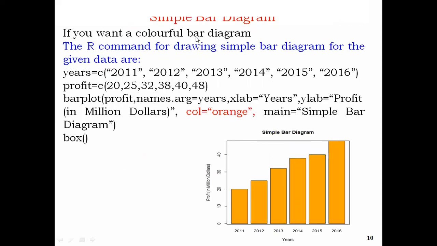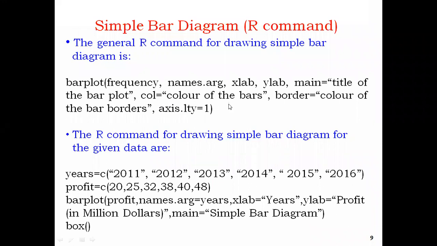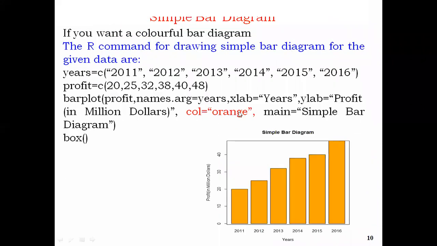If you want a colorful bar diagram, these commands are for this diagram. Now you see years and profits are there, then bar plot, everything is there. But here what we are doing is COL, color of the bars. I have given only the color orange, so this color will come. It is no need to write in red, but just to point this out I'm giving red color: COL equal to orange, within inverted commas.